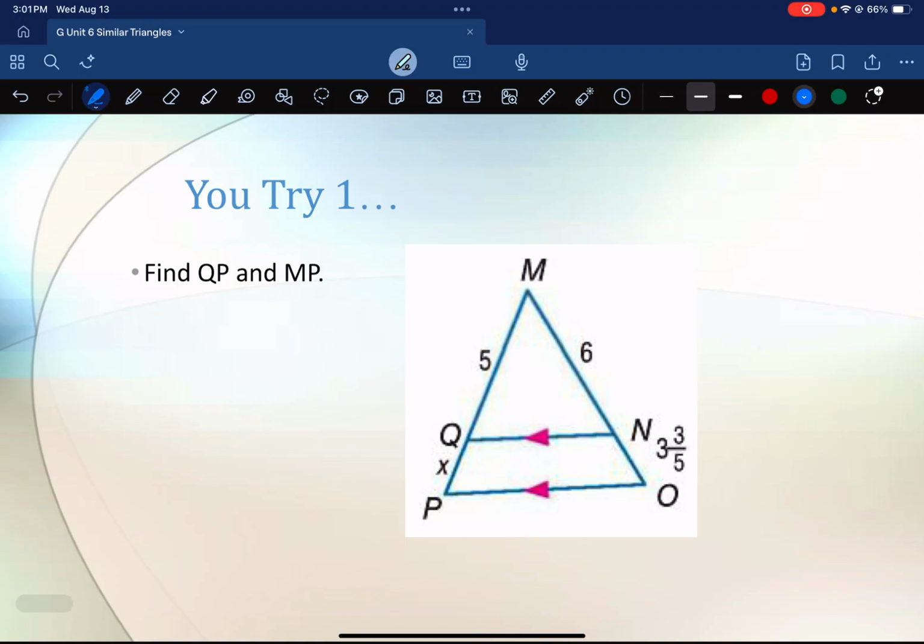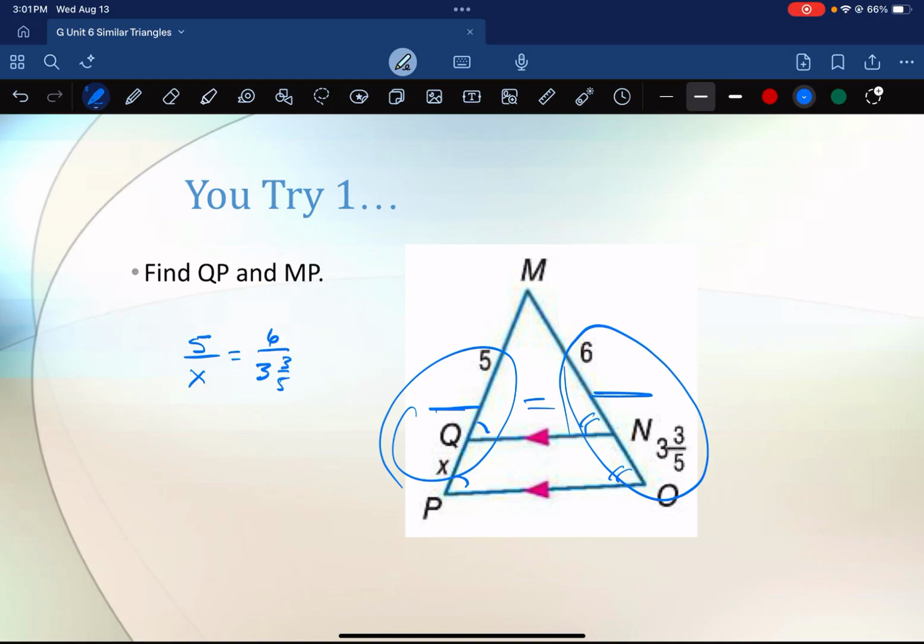So here, you try one. Just look at the drawing and first of all decide whether they're similar figures or not. Well, you've got parallel lines, so once again we've got these two pairs of corresponding angles, so yes, they are similar. Then you just need to make a good proportion to find the value of x. A smart proportion could be 5 over x and 6 over 3 3/5. It's just staring you in the face, see? So we just need to do the math.